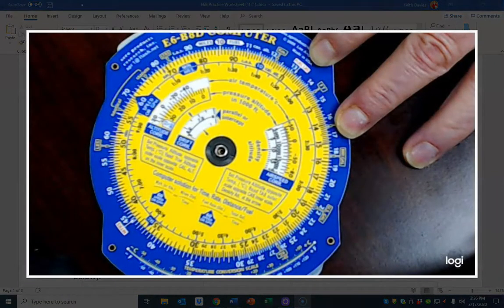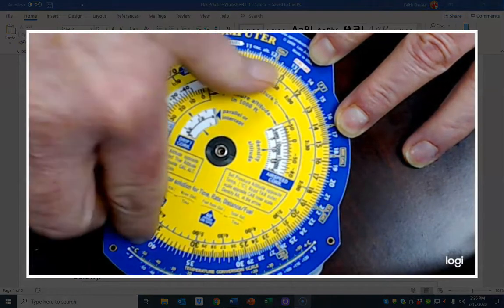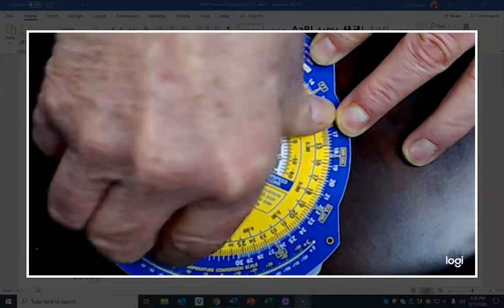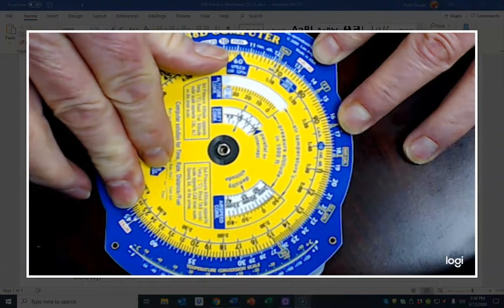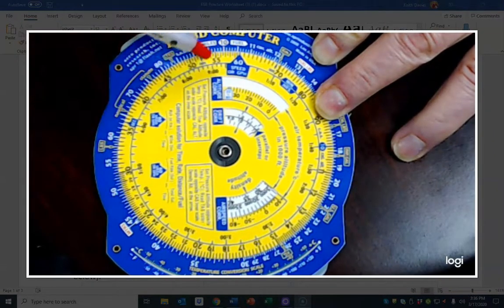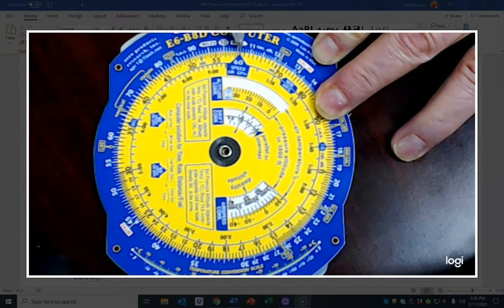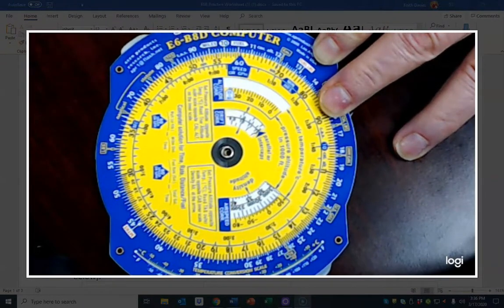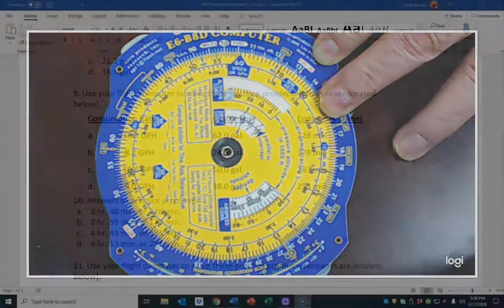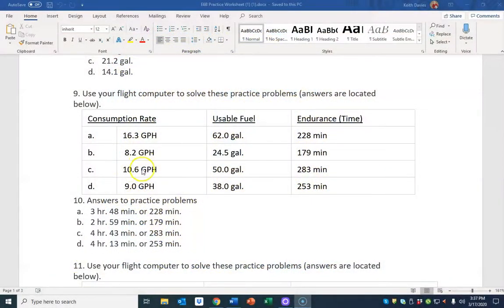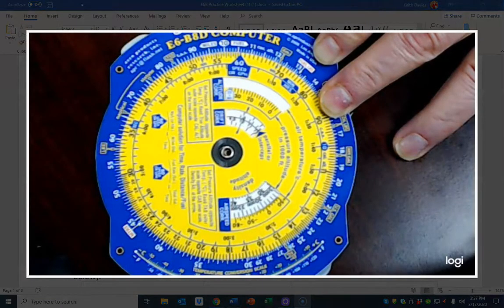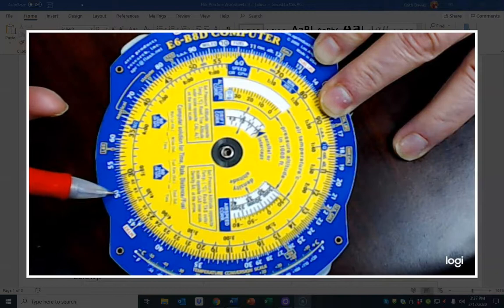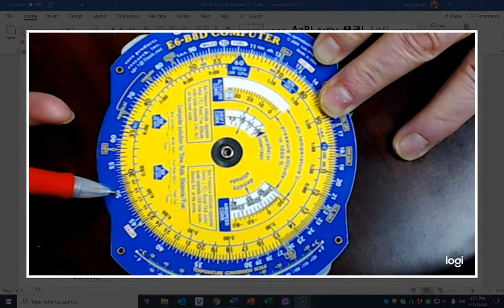So we're going 10.6 gallons per hour, and we're going to burn 50 gallons. Okay, so 10.6 gallons per hour. So I'm going to go around here to a little bit more than 10.5, which is one tick more right there. There's my tick right there. 10.6, there's 10.5, 10.6 per hour. Okay, and I'm going to burn 50 gallons. All right, so let's go back. I want to go around to 50 gallons, read around right here. There's my 50 gallons. How long is it going to take me?